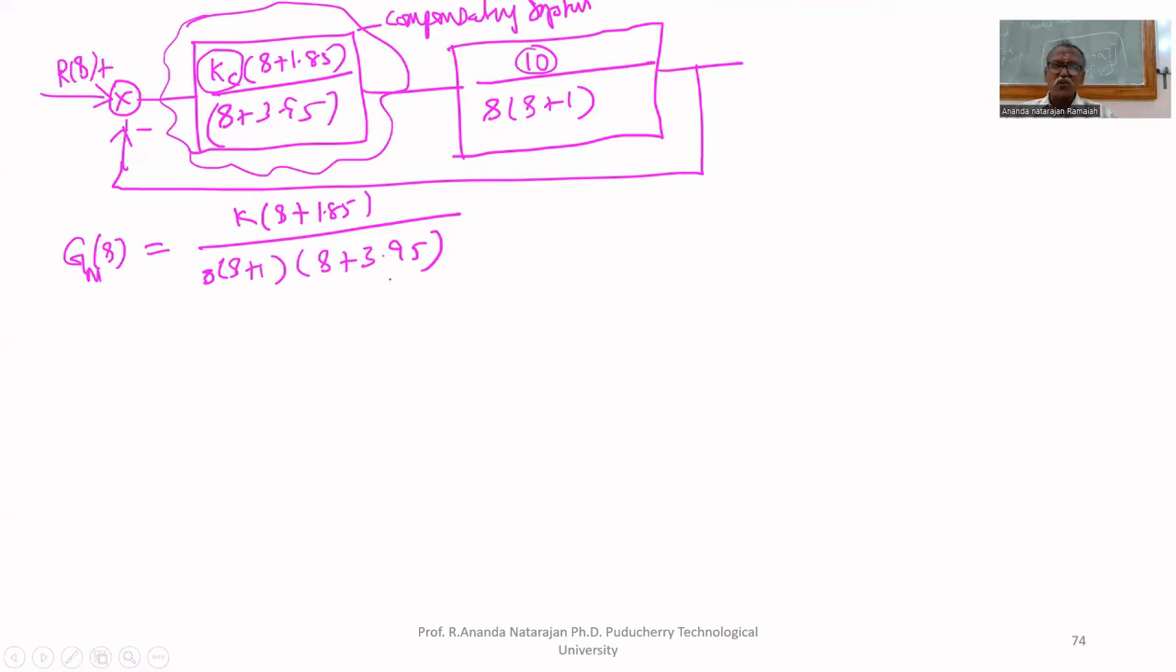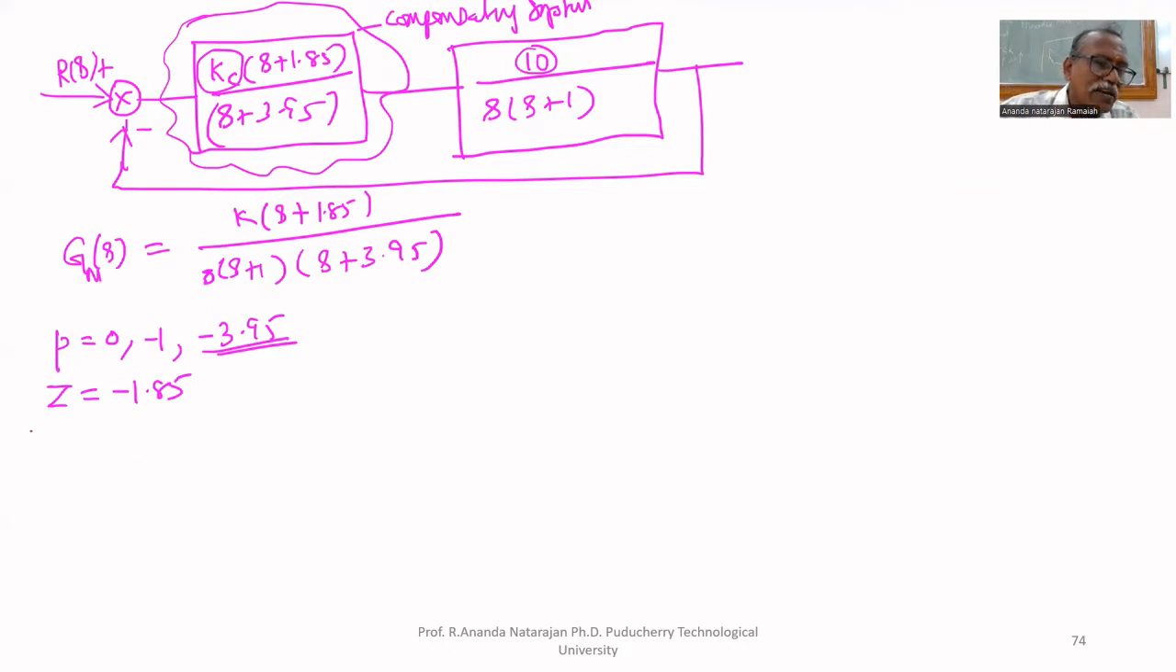For this, we have to draw the root locus and check whether it is passing through P or not. So for that, what are the poles? Poles are at 0, minus 1, then minus 3.95. This pole is additionally added to modify the characteristics of the system. Zeros are at minus 1.85. Now we have to draw the root locus.